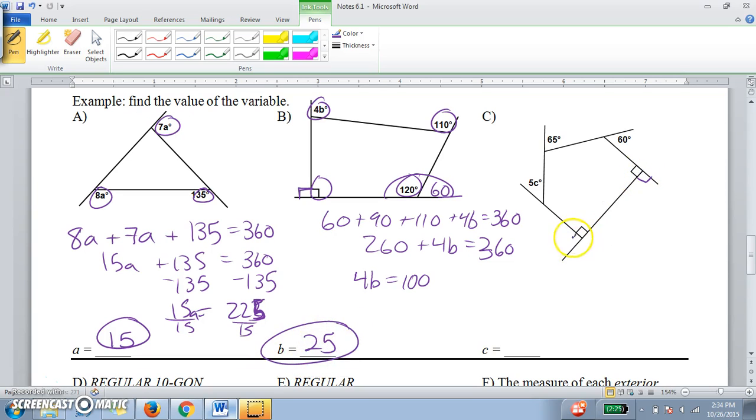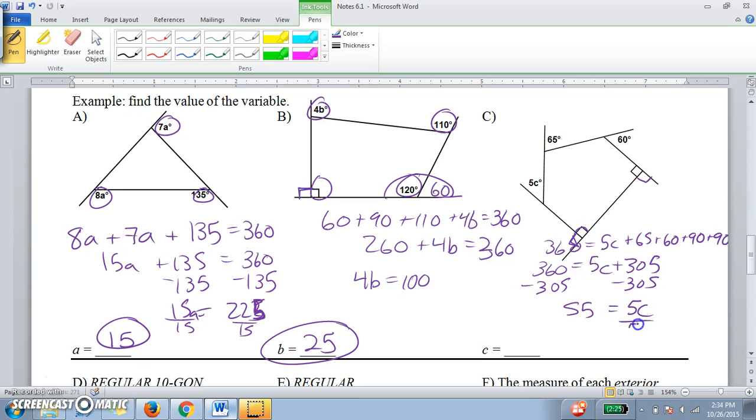Same thing here. These exterior angles are still 90 since the interior angles are 90. So add all of these exterior angles up. 5c, 65, 60, 90, 90. All of that is going to equal 360. So all of that added together is 305. And then if I subtract that, there's 55 left over. When I divide by 5, I get 11.